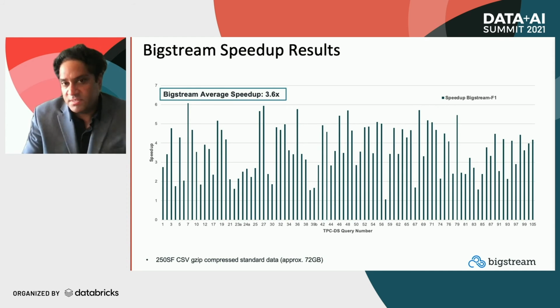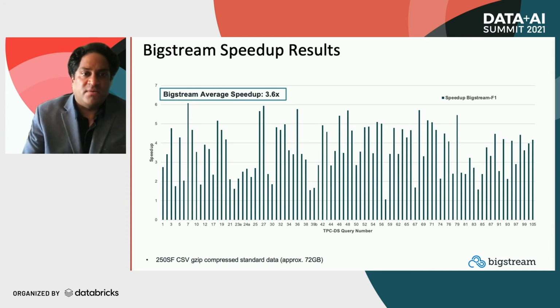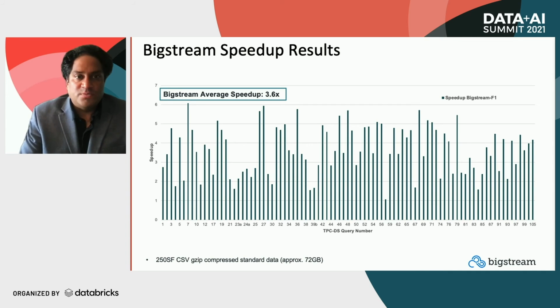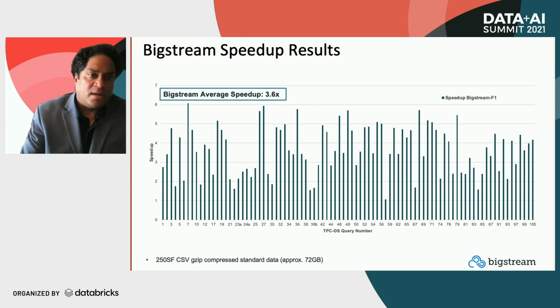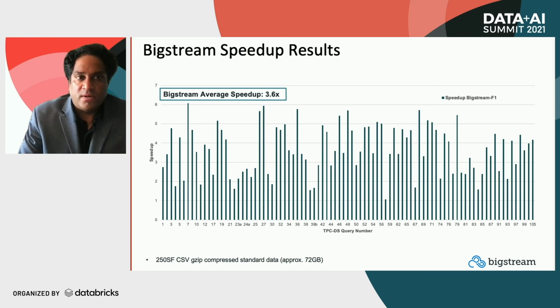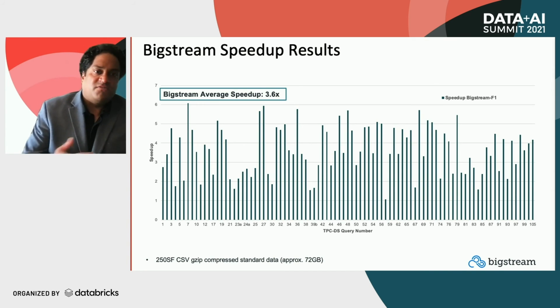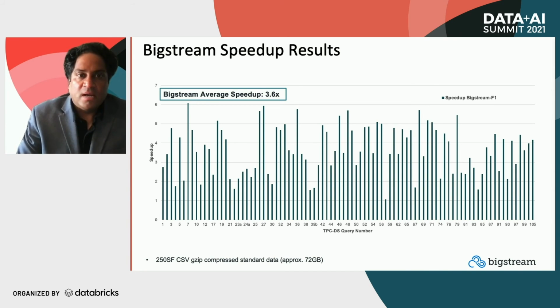Some queries are making more use of the accelerated operators than others are, and that's why you see this spectrum. But the basic overall average speed up you get over standard Spark is around 3.5, 3.66x. And by the way, I want to add that there's no slowdown with any of the queries. With Bigstream, what you get is default Spark behavior if something is not able to be accelerated.